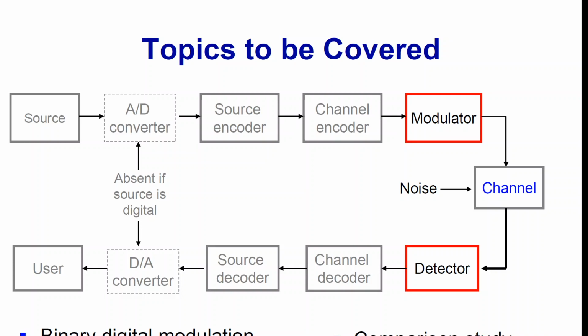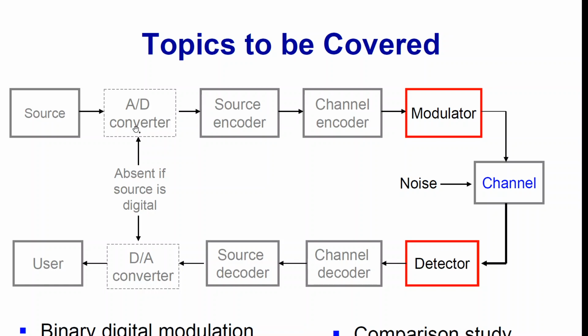Today we will be studying passband data transmission. This is the block diagram of a general digital communication system. We have a message source, and an analog to digital converter which converts this into bits.